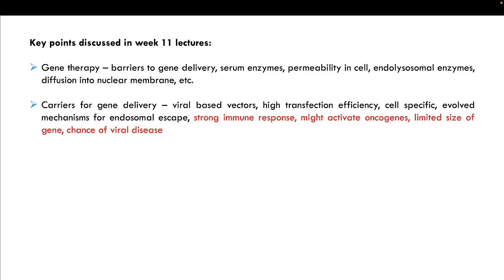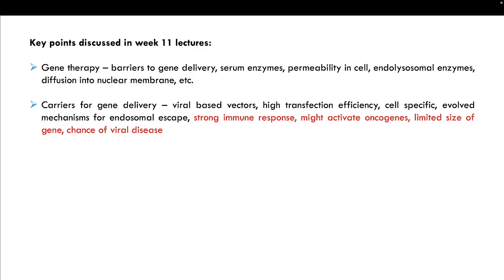First of all, it has a very high transfection efficiency, because these viruses in nature are already designed to deliver genes. They're very cell specific, so we can do targeted gene delivery using virus vectors. And also they have evolved mechanisms of endosomal escape. Whenever a virus infects a cell, most likely their genome, the genetic material that the virus has, will also enter into the endosome, but they are naturally engineered to escape from this endosome. So we can make use of that. So these are advantages of using viral based vectors for gene delivery.